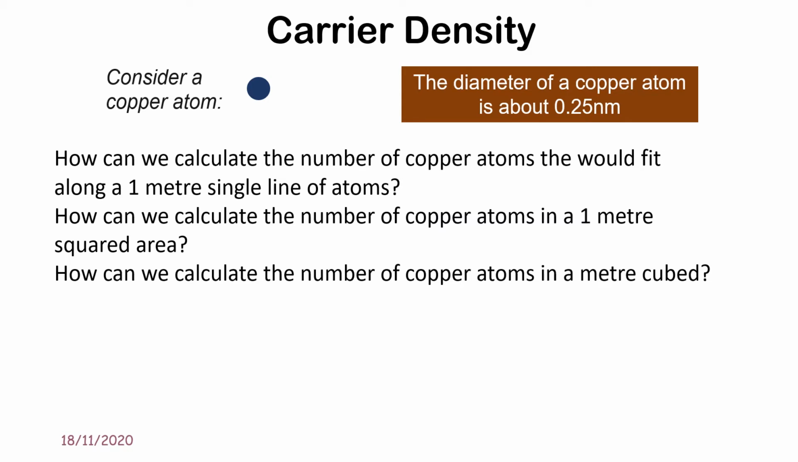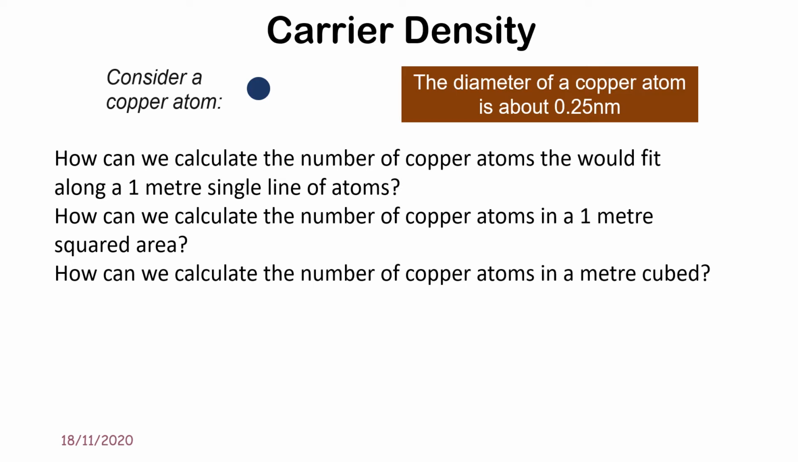We're now going to define something called carrier density, which is all to do with how many charge carriers there are in a meter cubed of a material. If we consider a copper atom, we know atoms are really small. The diameter of a copper atom is about 0.25 nanometers. A nanometer is 10 to the minus 9 meters. So 0.25 times 10 to the minus 9 meters, or 2.5 times 10 to the minus 10 meters.